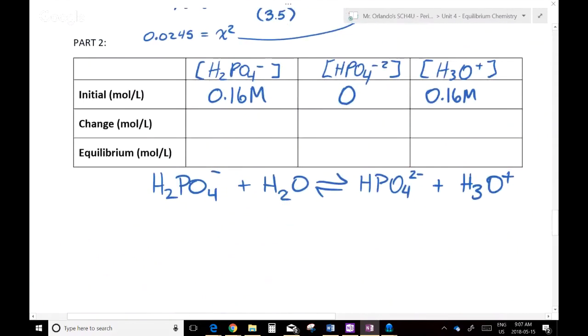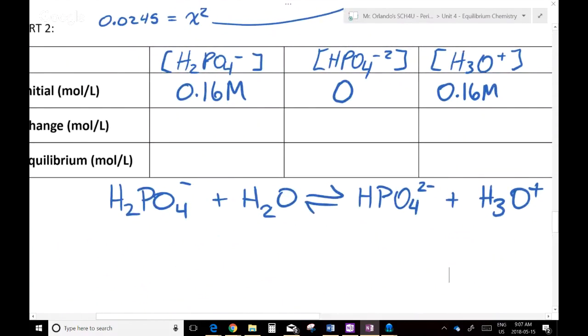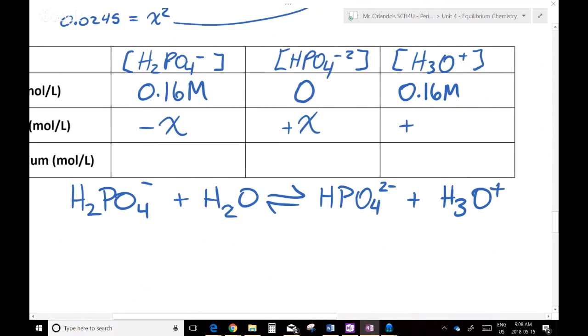All the same, that doesn't affect our change conditions here, which is, what is this going to do? As we go through this reaction, this is going to get used up, right? So what will its concentration be? It will change by negative X. Good. What will happen here? It'll increase by X. And here, also increase by X.